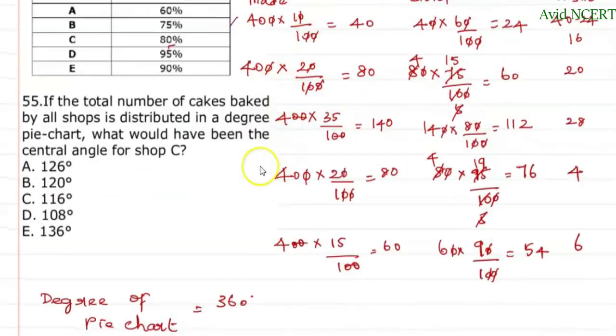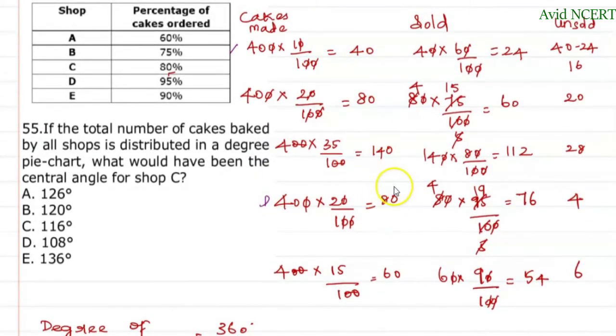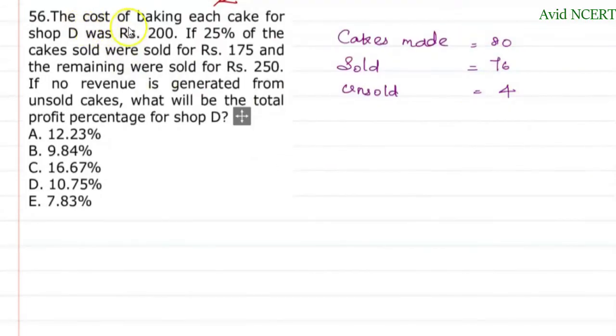So this is shop D. The cakes made were 80 cakes. The cakes made are 80, sold cakes 76, and unsold cakes is 4. The data given here is that the cost of baking each cake for shop D was rupees 200. So the total cakes they made is 80. The cost for making each cake is 200, so the total amount they spent is 16,000.